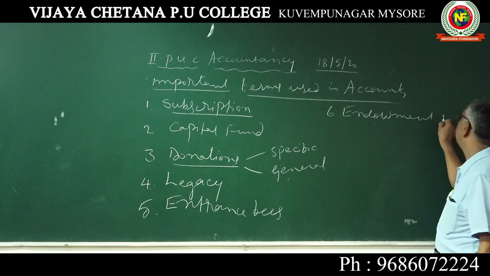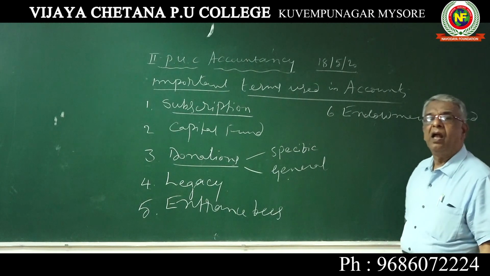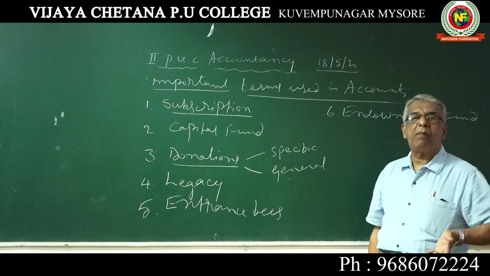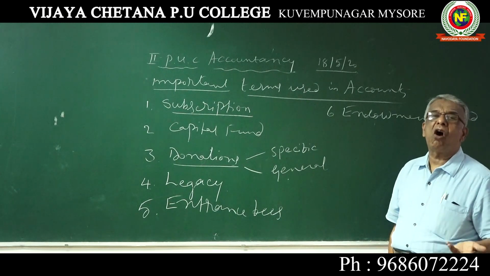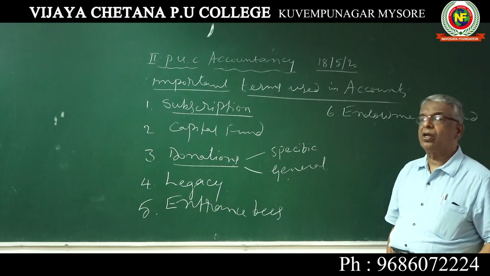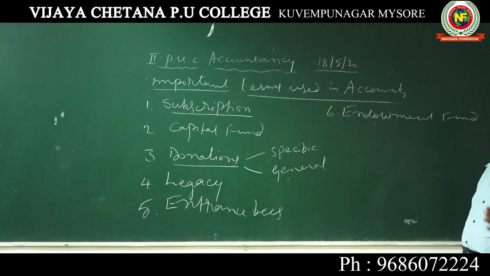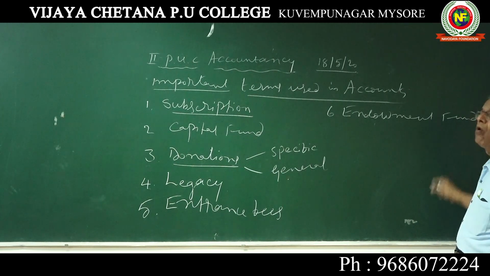And then after this, the sixth one is endowment fund. So endowment fund is a fund or an amount or property given by any person or organization to a non-profit organization for a specific purpose. For the specific purpose, such an amount we are going to treat as endowment fund.